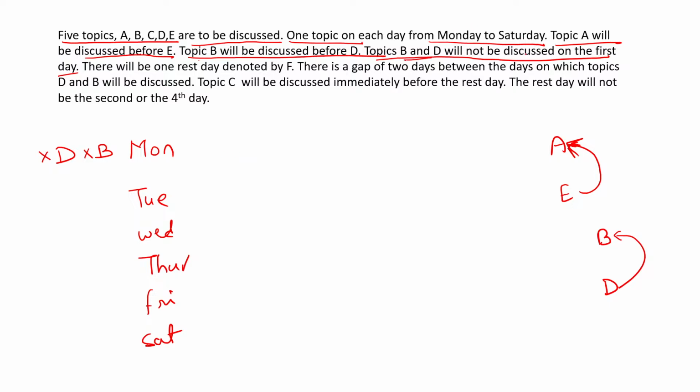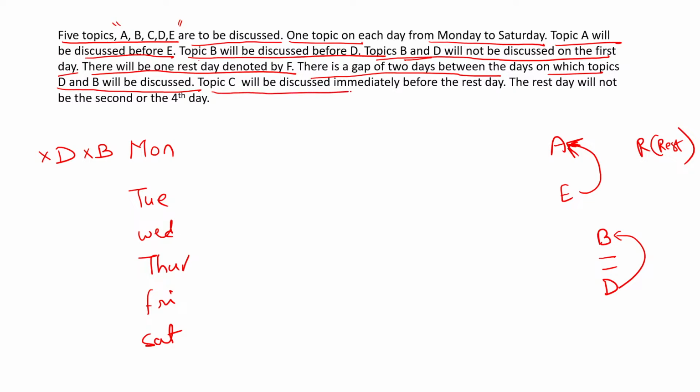Topic B and D will not be discussed on the first day. There will be one rest day denoted by R. If you check here, we have 6 days, but only 5 subjects. That means we have one day called the rest day, denoted by R. There is a gap of 2 days between the days on which topics D and B will be discussed. So there has to be a 2 day gap in between D and B. We already know that B has to come before D, so there should be a gap of 2 days between them. If I know the gap, I write the blanks.